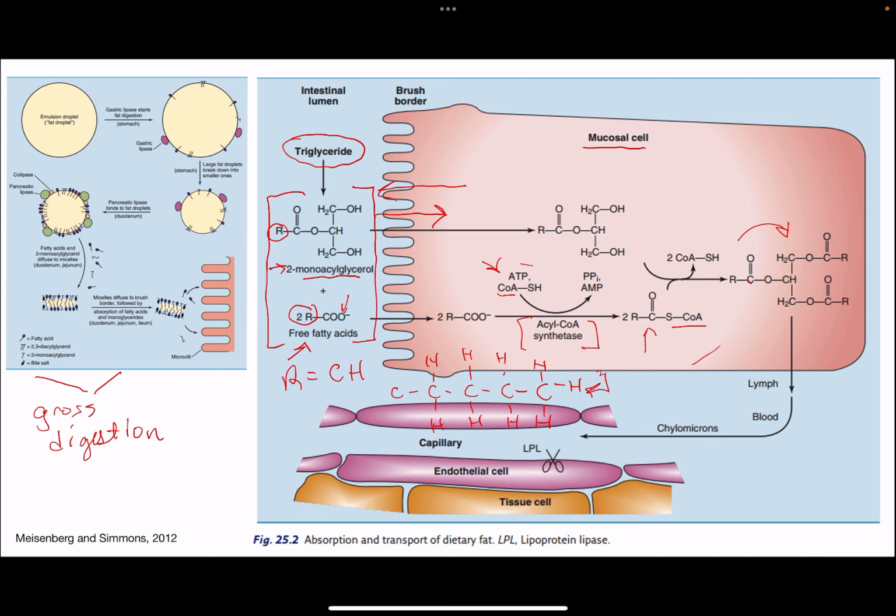So here we see, here is the glycerol backbone. This is our first fatty acid tail, second fatty acid tail, third fatty acid tail. From the mucosal cell, we now take this triglyceride, it goes into the lymph. Then it is packaged into a chylomicron, and chylomicron is a lipoprotein.